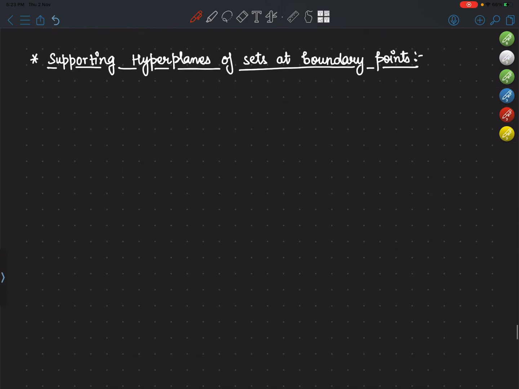Now we'll discuss what are called supporting hyperplanes of sets at boundary points. We will try to understand what supporting hyperplanes are. Again, I'll just state it and then I'll explain it to you. Let S be a subset of Rn and S not equal to the empty set. So basically S is not empty.